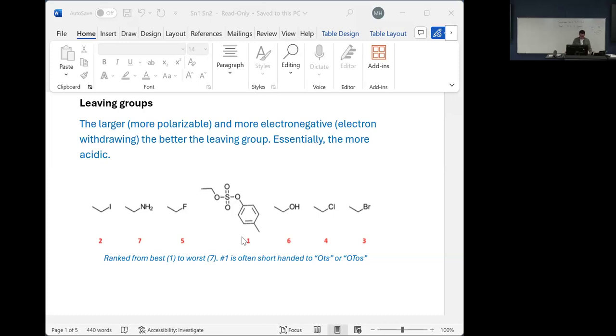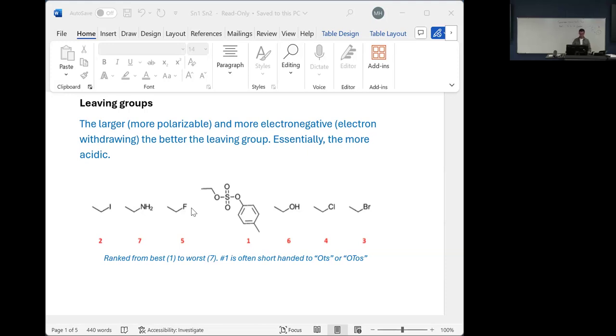This one I wanted to include because that's something called a tosylate. I'm probably mispronouncing that, but we tend to shorthand that as OTs or OTS. If you ever see that come up, that's one of the best leaving groups that you can have. Not much can top it. It's big, it's electronegative, it's acidic, it's going to want to leave. But for example, if you're comparing I versus F, they're both in the same column, but I is bigger, so that's going to take the bait.